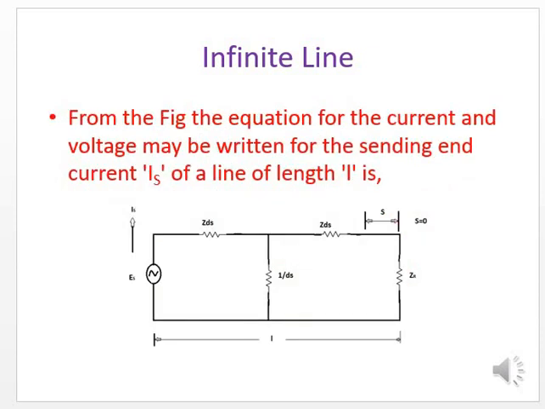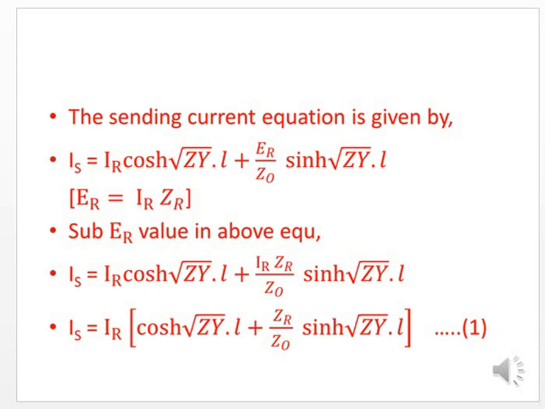Infinite line. From the figure, the equations for the current and voltage may be written for the sending end current Is of a line of length L. Here the equivalent circuit of the line is represented by the series impedance Z and the shunt admittance Y per unit length ds. The distance S is measured from the receiving end. The receiving end impedance is ZR and the sending end voltage is ES. The sending end current equation is given by Is equal to IR cosh(√(ZY)·L) plus ER by Z0 sinh(√(ZY)·L). Here ER is equal to IR into ZR.